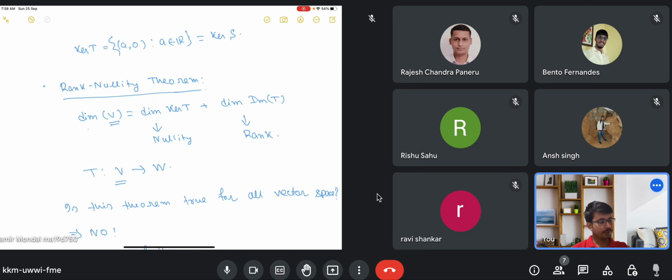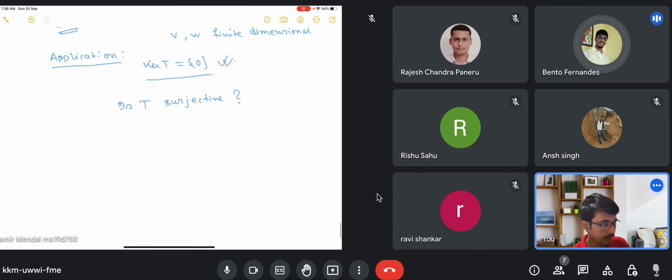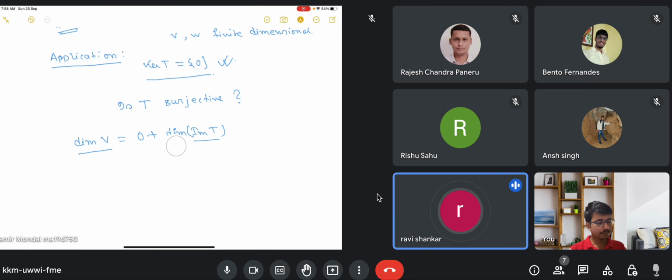Try to connect with this one. Given that the kernel of T is 0, the dimension of the kernel of T is 0. So what are we getting? Yes, sir, it is surjective. We are getting the dimension of V plus 0 equals the dimension of the image of T. So please tell me how is it surjective? We are getting that the dimension of V equals the dimension of the image of T. It is bijective, sir, meaning injective and surjective both.